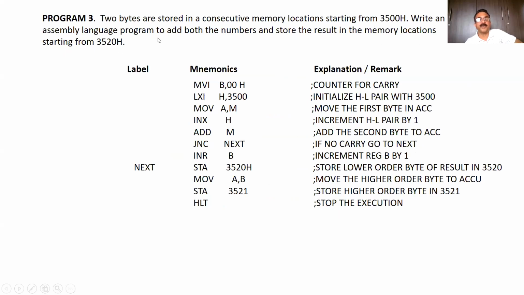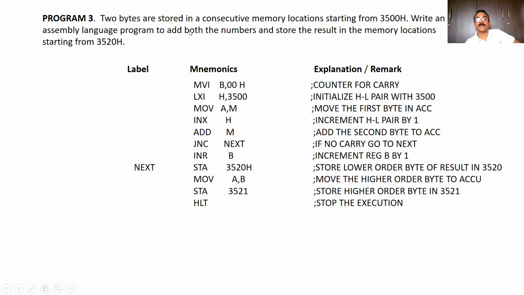Now see the difference between the previous statement and this statement. In the first program, we added 2 nibbles, but here you are adding 2 bytes. Add the 2 bytes, both the numbers, meaning 2 bytes. And when 2 bytes are there, then we always require a counter for carry. That is one thing. So you require one counter for carry. But since only 2 bytes are there, you don't require a counter for the number of bytes. So in this case, you don't require a counter for the number of bytes.